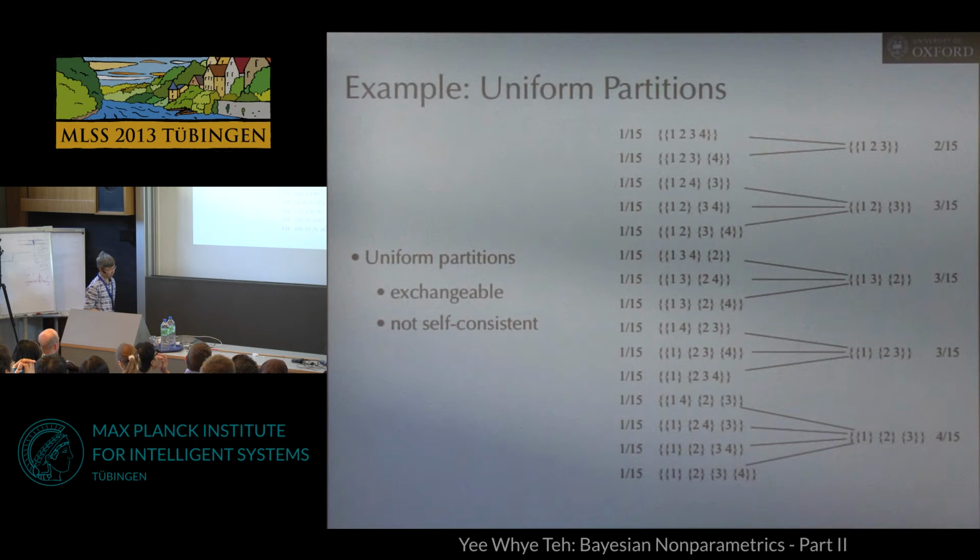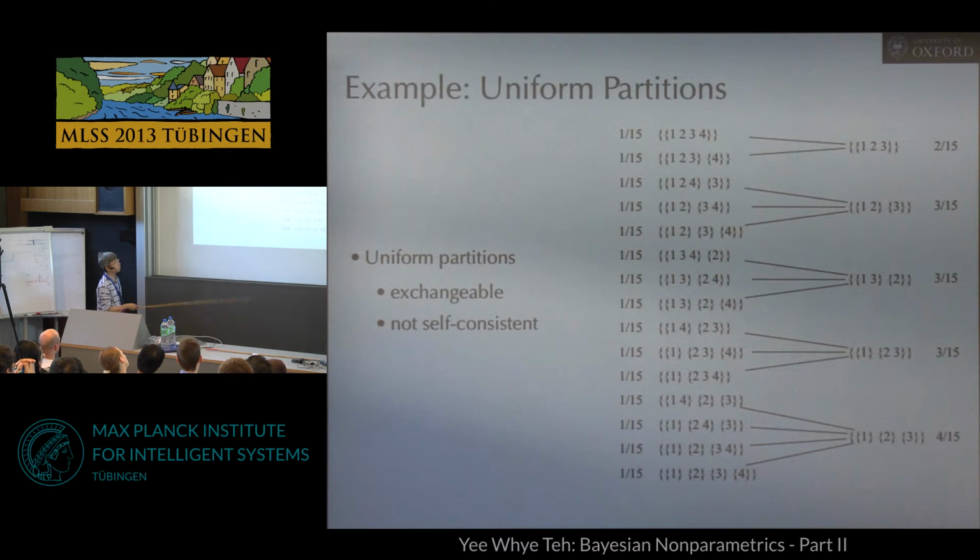But then you could think about, what if instead of observing all 4 data points, I were only given 3 data points to begin with? Should you then be working with uniform partitions over the 3 data points, or should you be taking the uniform distribution over partitions of the 4 data points and then marginalizing out the 4th one because you didn't observe it?